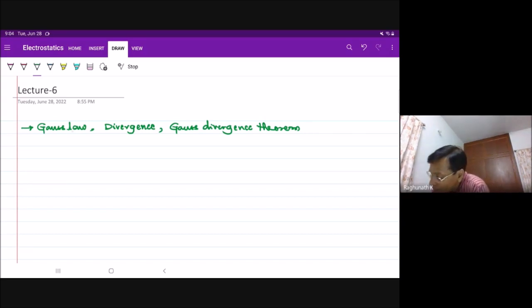And finally, we will look into very, very important applications of Gauss law to determine electric field intensity, wherever there is a kind of symmetry in the field.